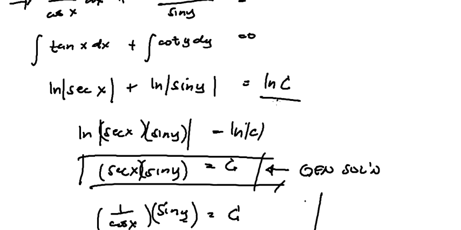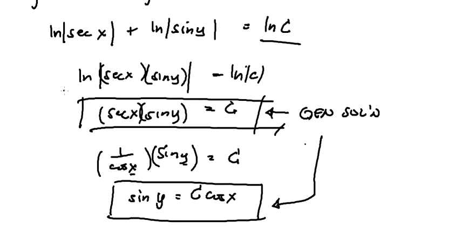We've made our constant look like this just for easier simplification, and by taking the exponential of this whole term, we've come up with our general solution, which is secant x sine y is equal to c. And if we take its equivalent, then secant x is just 1 over cosine, right? And sine y is equal to c.